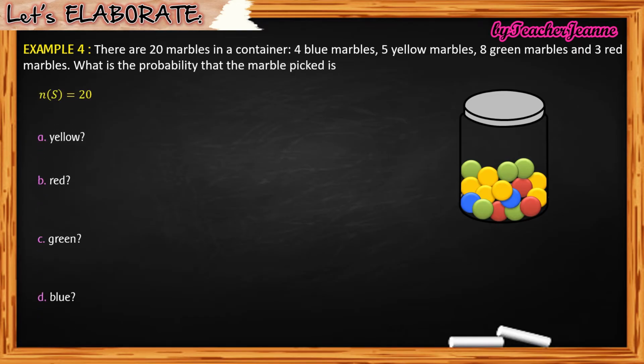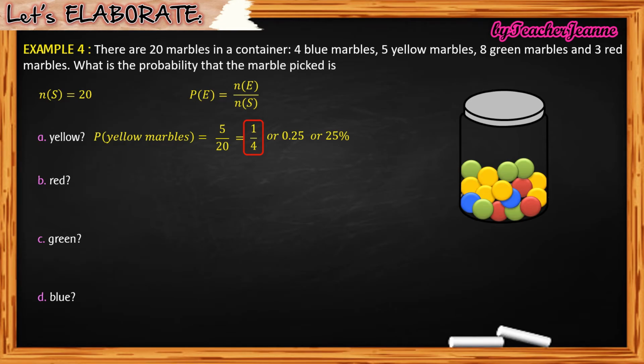So again, the number of possible outcomes is 20. And the formula is: the probability of an event is equal to the number of favorable outcomes divided by the number of possible outcomes. For letter A, the probability that the marble picked is yellow, we have 5 over 20, or 5 out of 20. 5 and 20 have the greatest common factor, which is 5. 5 divided by 5 is 1 and 20 divided by 5 is 4. So we have 1 over 4, or 1/4, as the final answer. Or in decimal, that is 0.25, or in percent, that is 25%.